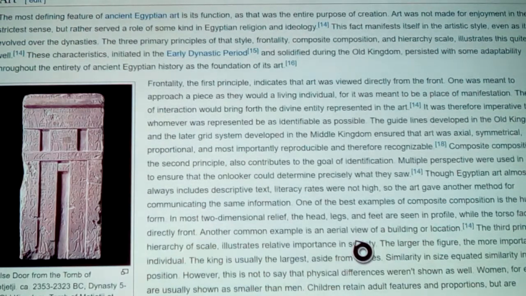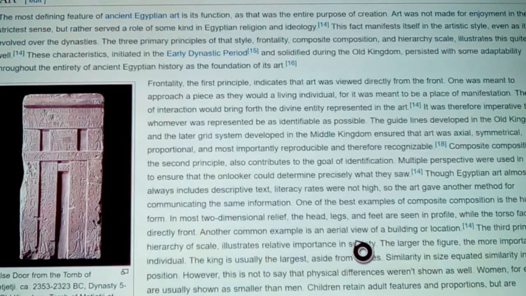Frontality is the principle indicating that art was viewed directly from the front. One was meant to approach a piece of art as if it was a living individual, a place of manifestation, like you were going up to him in the afterlife and wanted to say something to him or ask something of him, just like you would with an effigy of Christ. You would talk to this person. It's part of the ancestor worship that they had going on.